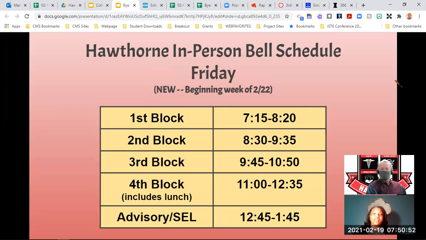Yes. And remember, all you scholars who are at home remotely, that means you got to get up out of bed a lot earlier to participate in first block, again, starting at 7:15 a.m. each day. On Friday, we will still have the first block starting at 7:15 a.m. What's different about this schedule is that we will have the advisory and SEL time from 12:45 p.m. to 1:45 p.m. each Friday. So again, please be prepared for the shift in the schedule.